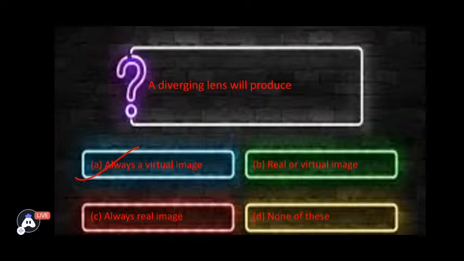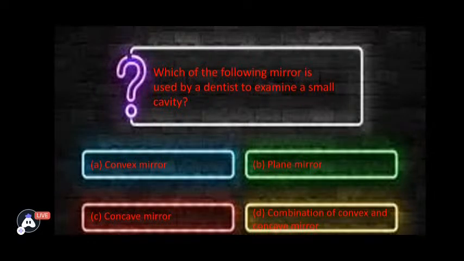Moving ahead to the next one. Which of the following mirrors is used by the dentist to examine a small cavity? Now we are talking about the mirror. Which mirror is used by the dentist? Which mirror do dentists use to observe cavities? Whether it is a convex mirror, plane mirror, concave mirror, or a combination of convex and concave.